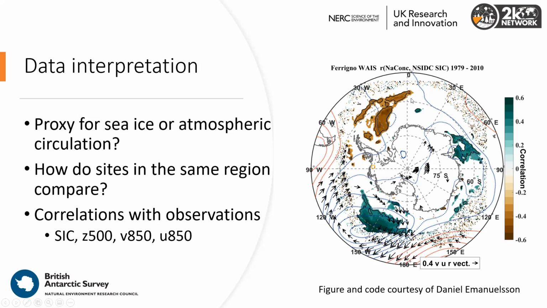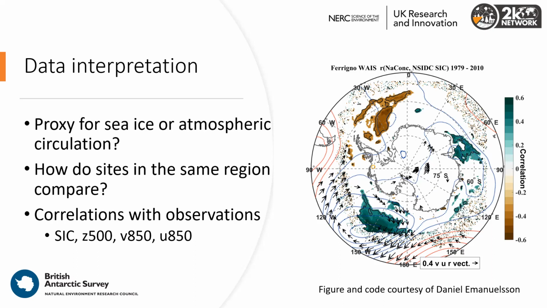And as for the data interpretation, we attempted to correlate the data with various satellite and reanalysis parameters. So here, for instance, you can see a correlation for the Ferrigno site. It is here on the Antarctic Peninsula, marked with a yellow circle, and we have taken the sodium concentration for this point and carried out a correlation with sea ice concentration, shown here with the color bar. Green represents areas with positive correlation between sea ice concentration and sodium, and brown areas represent negative correlation.